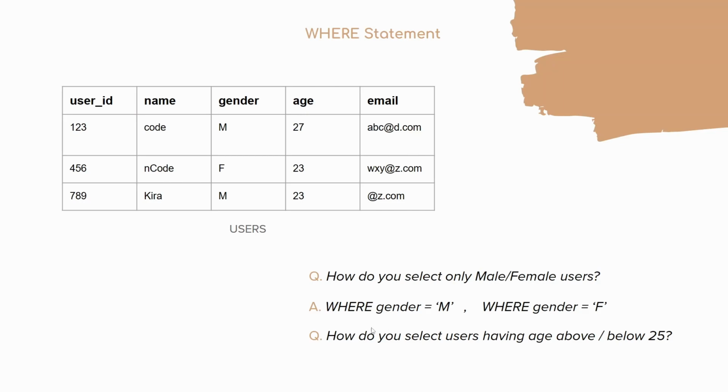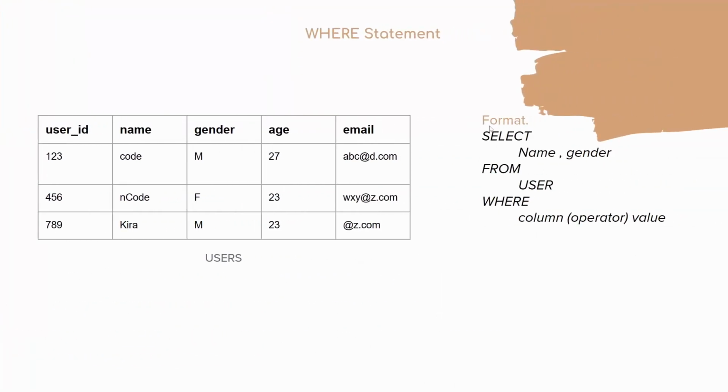And for the second type of query, where age should be of a certain number, you can have where age is less than 25 or age is greater than 25, right? Age again is the column, and on the right-hand side, you will have its value. So if you have a look at its format, it is something like this. First, you will have your select query, whatever you want to select. You will write just a normal select query.